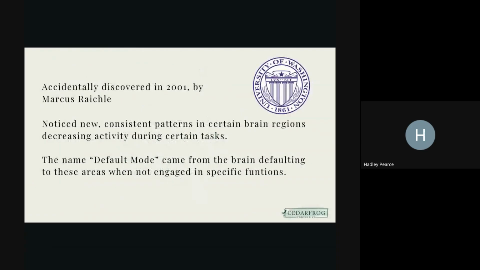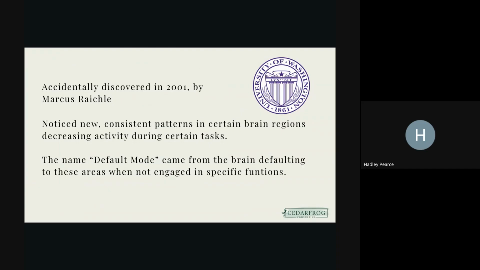It was accidentally discovered in 2001 by Dr. Marcus Raichle at the University of Washington. While his research was focused on brain metabolism during different cognitive functions, he noticed a consistent pattern of certain brain regions consistently decreasing activity during tasks. They termed this the default mode because it appeared to be when the brain was defaulting to these areas and not engaged in specific functions.